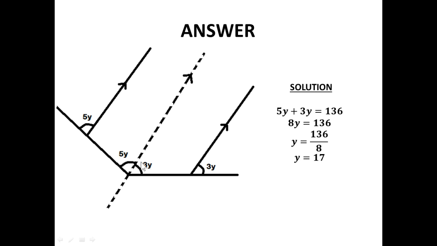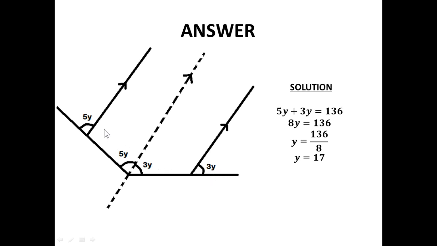But in the question we are given that the total angle here is 136. So if that should be the case, the total angle here, which is 5y plus 3y, will give us 136. 5y plus 3y will give us 8y, which is equal to 136. Divide both sides by 8, and you get y as 136 divided by 8, so y is equal to 17. So it means our y is equal to 17. Then if you have to find this angle here, you'll be having 5 times 17. If you have to find the angle that is here, you have 3 times 17. That will give us the angle that is there.